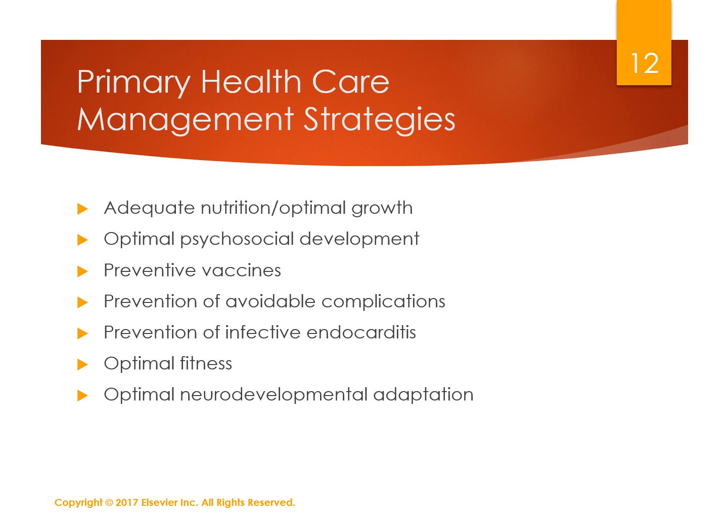Primary healthcare management strategies, we want to make sure that they're getting adequate nutrition for optimal growth. Optimal psychosocial development, preventative vaccines, because again, if they're sick, that's going to put that much more strain on their cardiovascular system. We want to prevent any avoidable complications, prevent infective endocarditis. Again, we want them to have optimal fitness and optimal neurodevelopmental adaptation.